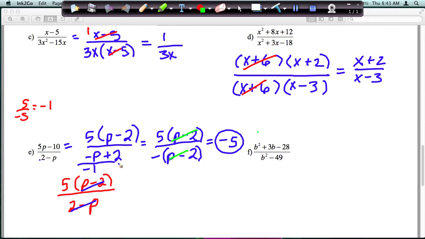That goes with this. And then this simplifies to be 5 times negative 1, which is negative 5. So you can do this either way. You can pull out that negative, see they cancel, or you can just check your signs, and if they're opposite, you know they divide to be negative 1.